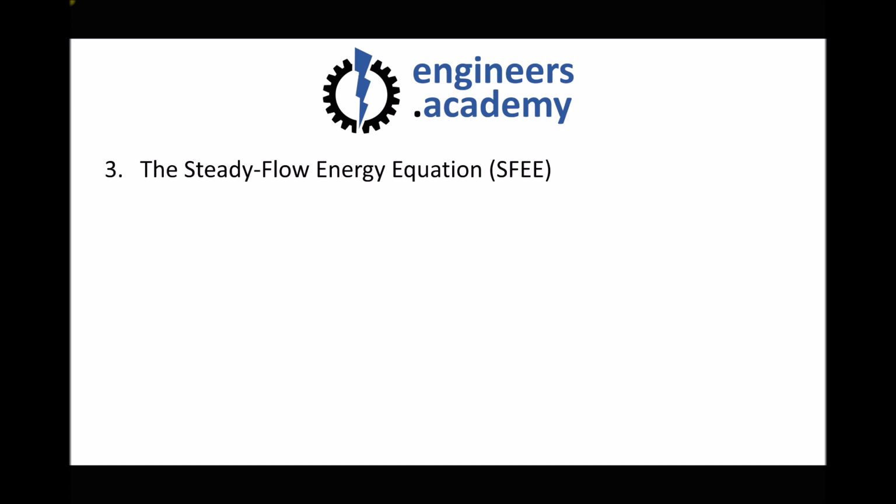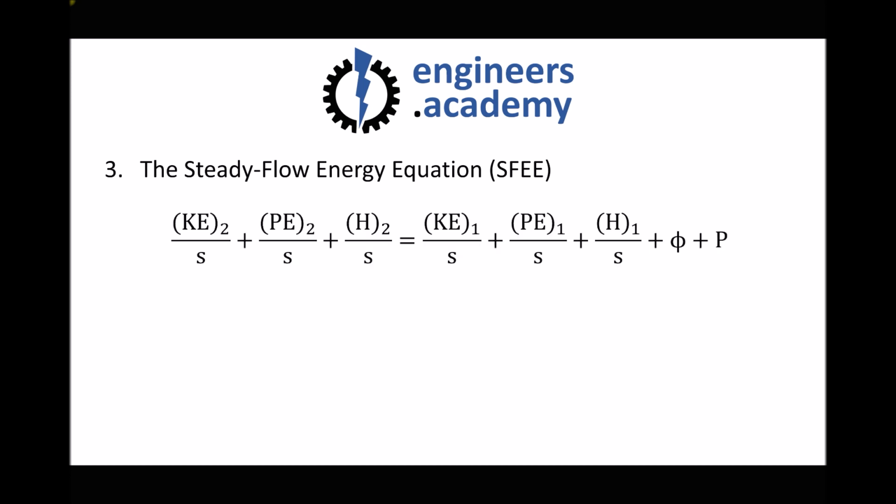So let's start from first principles. We know that the amount of energy exiting the system must be set equal to the amount of energy entering the system. Now I've used subscript 2 for exiting the system, and I've used subscript 1 for entering the system. So let's consider each of these types of energy.